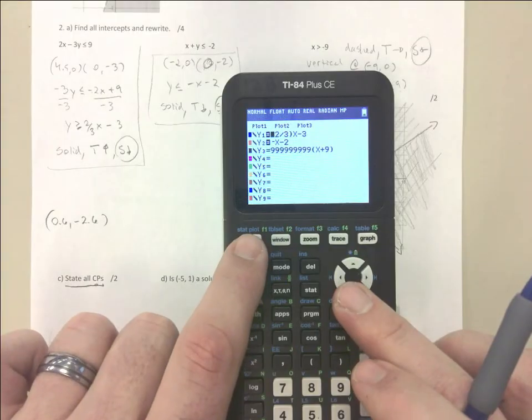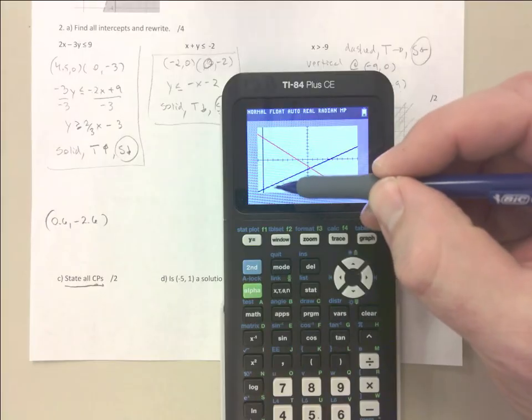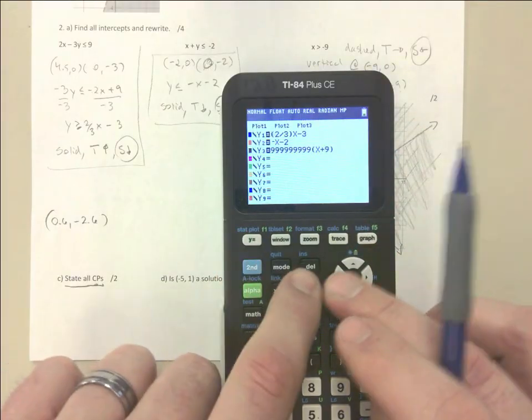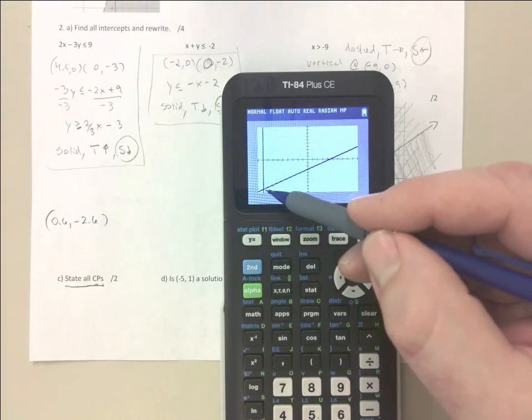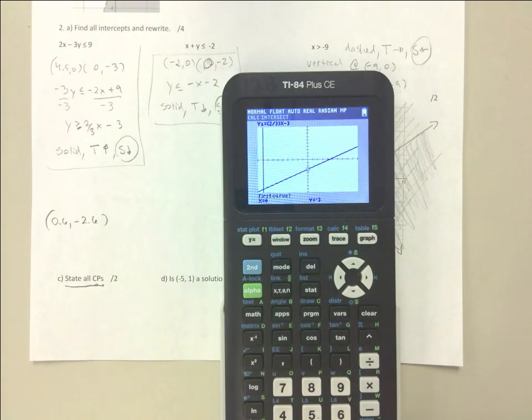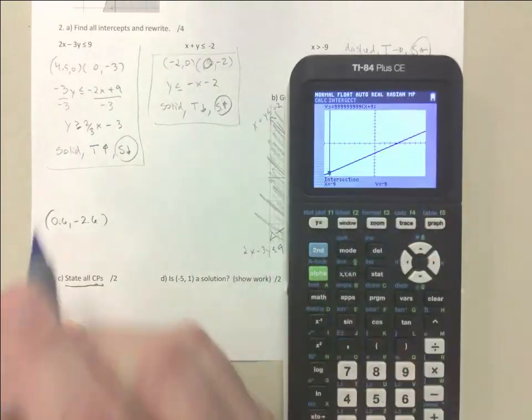Now, I do want the black line back. So now I want to find between the black and the blue. So I go and turn off the red. Hit graph. And now you're just left with those. Second trace 5. Just hit enter without even thinking. Enter 3 times. That's negative 9, negative 9.